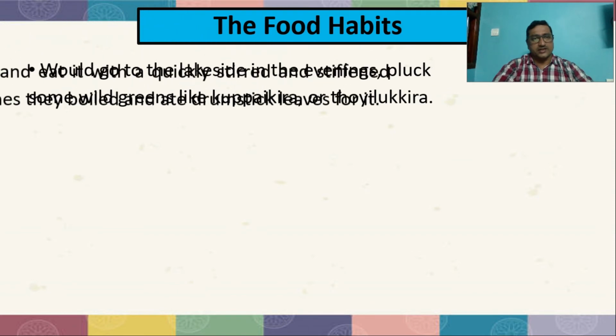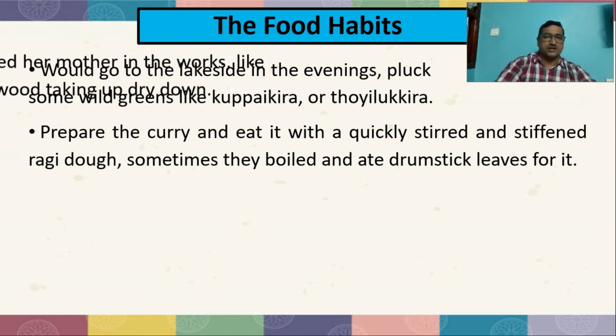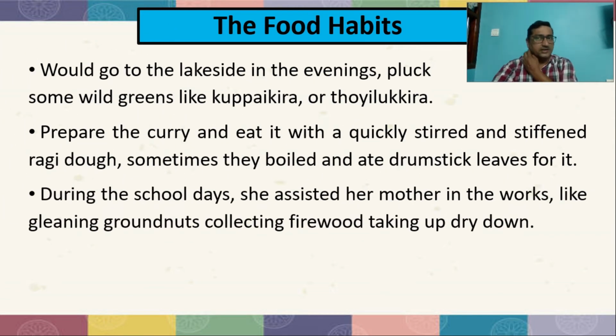So we will go ahead. You can see, they prepare the curry and eat it with quickly stirred and stiffened ragi dough. And sometimes they boiled and ate drumstick leaves with it. Of course, you can see drumstick leaves were also invaluable, very rich sources. They used to have drumstick leaves also. So, as part of their life, the food system gave a lot of importance even to vegetables and green leaves.